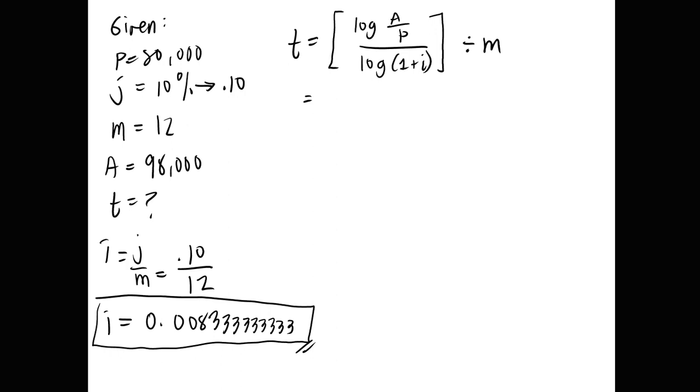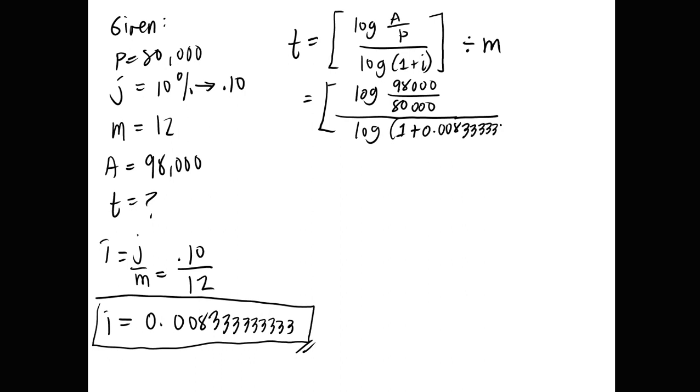Okay, next. Since may i na tayo, then we can now able to solve for the time. So let's substitute it first. So you have log of A. A is 98,000. Divided by P is 80,000. All over log of 1 plus our i. Ayan po yung value ng i na nakuha natin. We have 0.008 and then we have 9 threes. Okay. And then divide it to our m, which is 12.